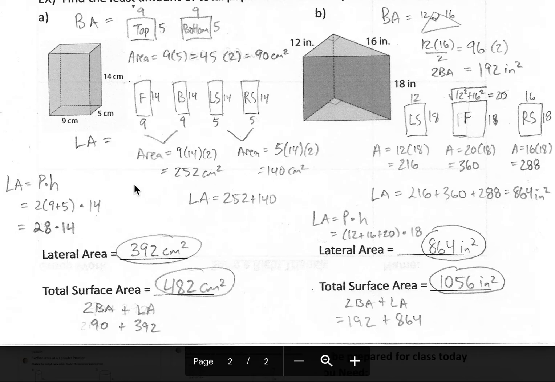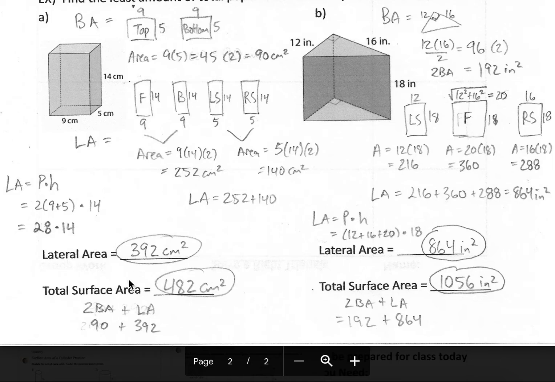So now I have everything I need to find the total surface area. I have my lateral surface area. That was the area of the side rectangles, the front, back, left, and right piece. So if I take the front and the back, 252, and the left and the right, 140, combine those, that gives me my lateral surface area, the surface area that does not include the base areas. So that's 392 square centimeters.